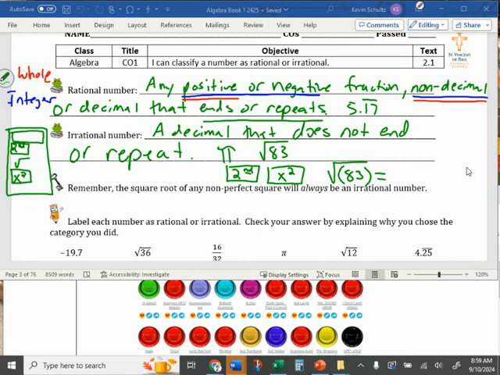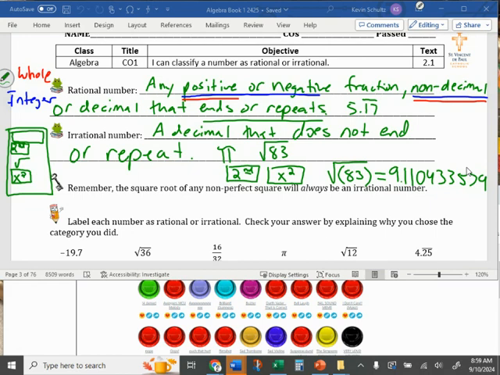What do you come up with? Kyle, read it off for me, please. 9.110433579. Okay, and the only reason why those numbers stop is because your calculator runs out of space. In fact, this decimal goes on forever.